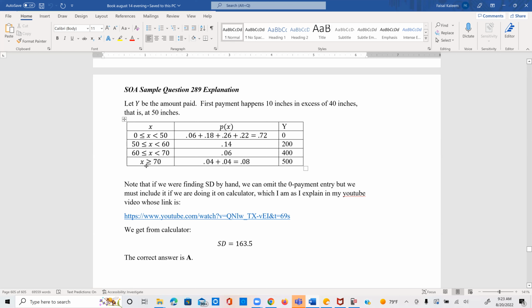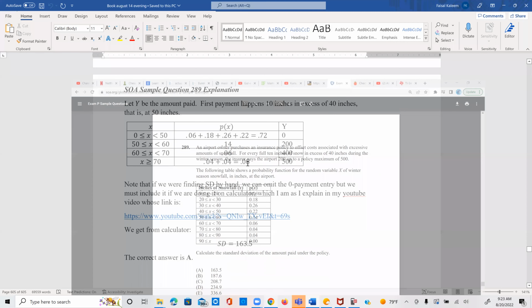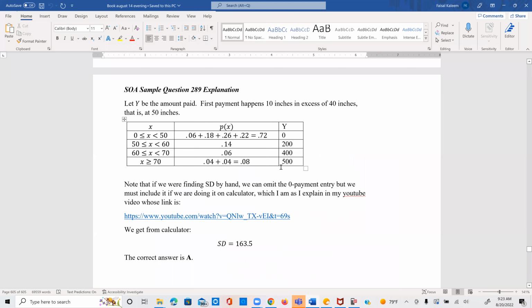Therefore, we lump together the last 2 intervals. We look here, greater than or equal to 70, and that would be 0.04 plus 0.04 plus 0. So all these 3 can be lumped together into just greater than or equal to 70, because in this portion, the payment would just be its max policy payment, which is 500. So 0.04 plus 0.04 is 0.08. That's why we have a probability of 0.08 for the payment of 500.